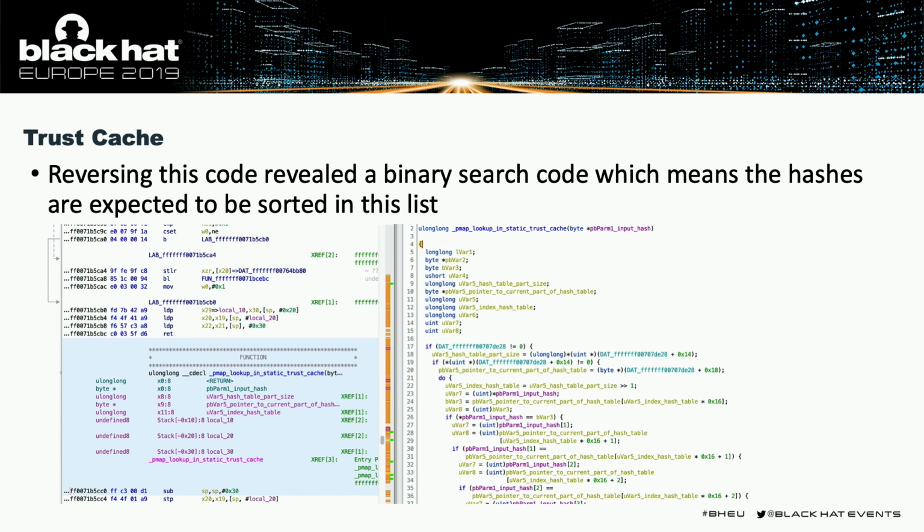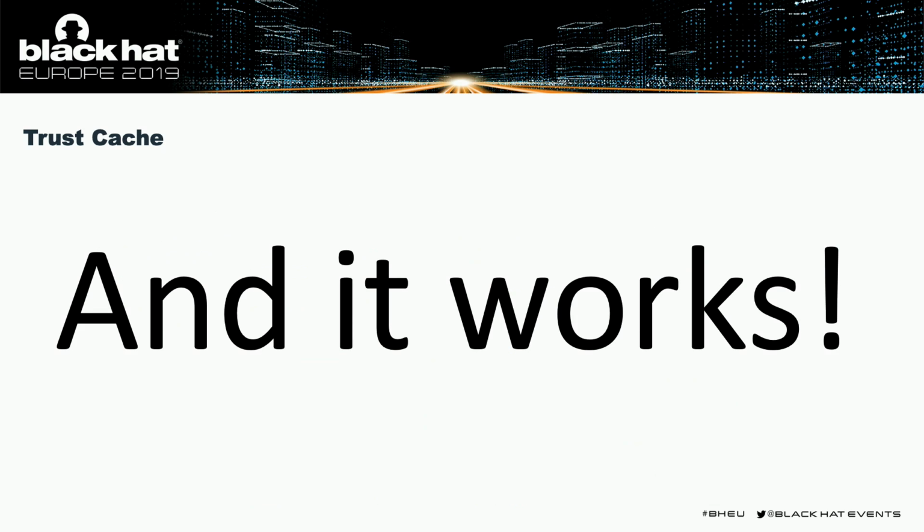Well, reverse engineering the lookup in static trust cache function actually revealed that it implements a binary search algorithm. And a binary search algorithm expects a sorted list. So now all we had to do was sort the hashes in our static trust cache, and now it worked. Now we're able to make the iOS kernel execute our own executables that are not signed by Apple.